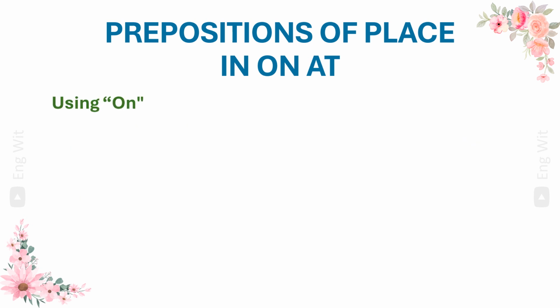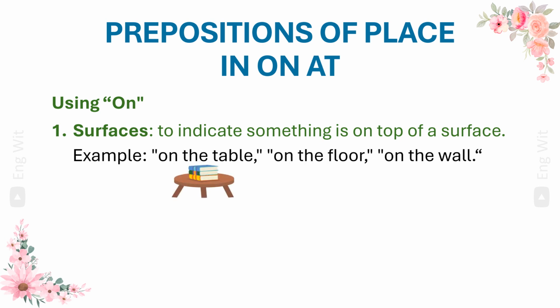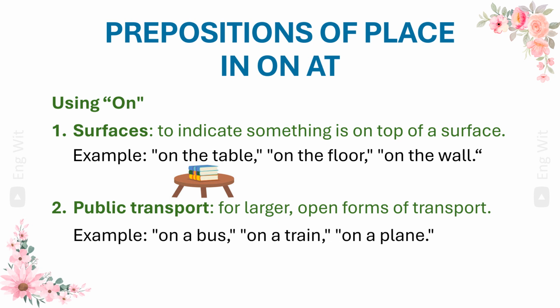Using on. On is used for: 1. Surfaces, to indicate something is on top of a surface. Example: on the table, on the floor, on the wall. 2. Public transport, for larger open forms of transport. Example: on a bus, on a train, on a plane.